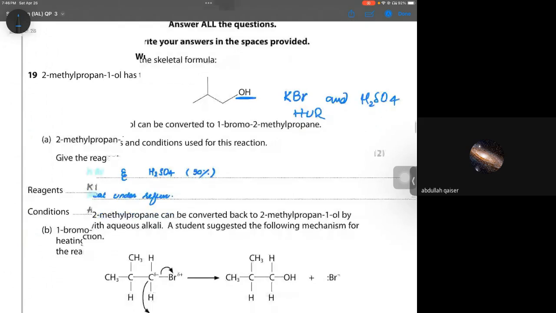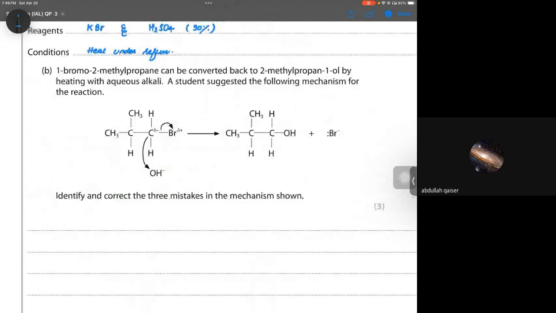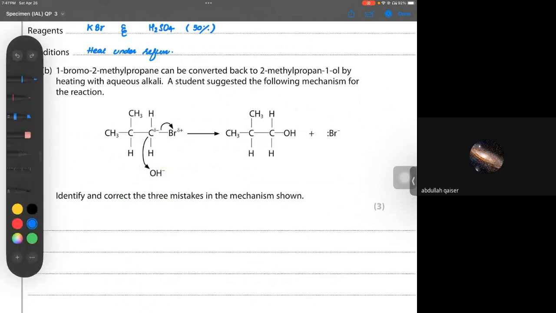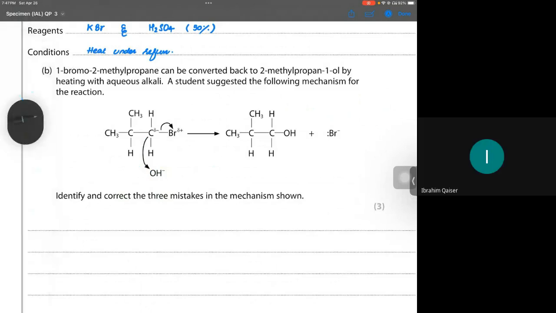Identify and correct the three mistakes in the mechanism shown. This arrow should be like that. This arrow should be like that. Br is partially positive. And this carbon is partially positive. And the others are partially negative. Simple.